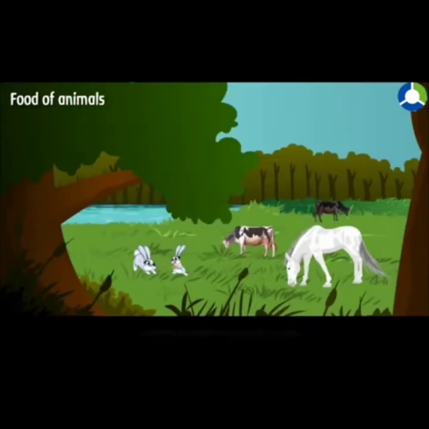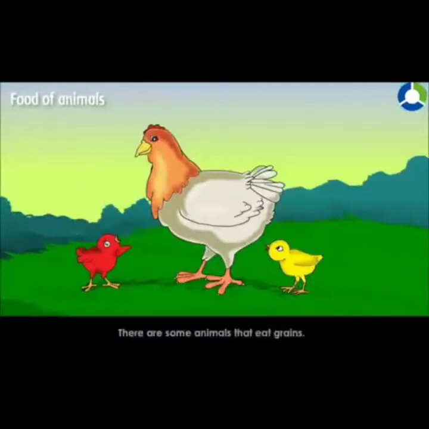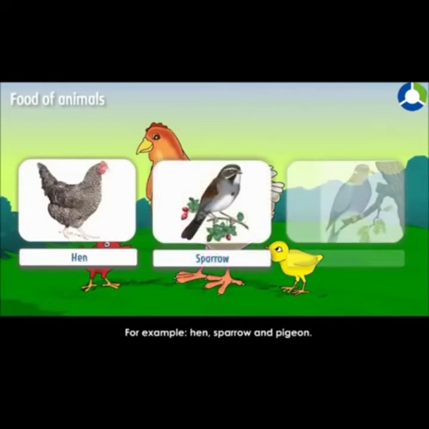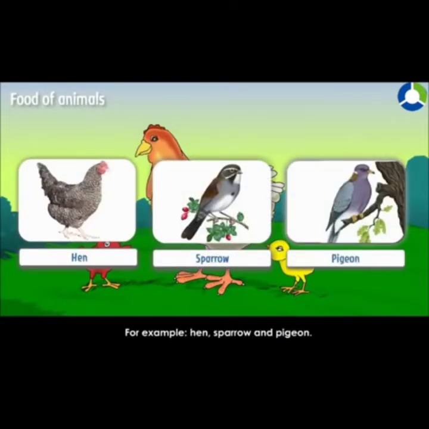Food of animals. Animals eat different kinds of food. There are some animals that eat grass and leaves. Horse, rabbit and cow are some examples of animals that eat grass and leaves. There are some animals that eat grains. For example, hen, sparrow and pigeon.